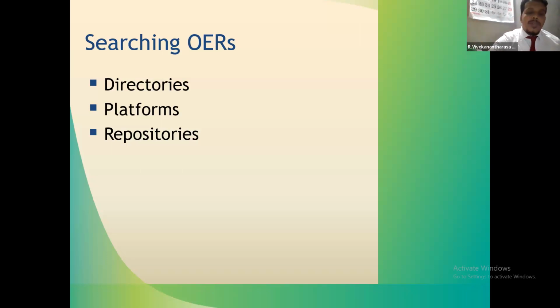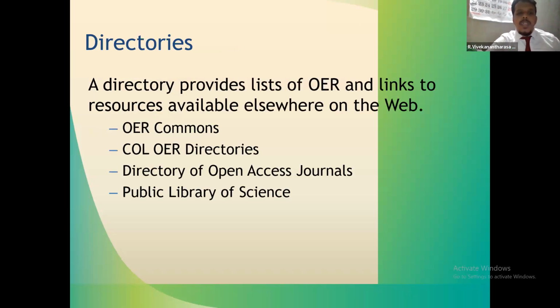platforms. I mean, a platform is one of the ways of finding available OER resources. So there are three main resources: directories, platforms, and repositories. I will explain briefly one by one.